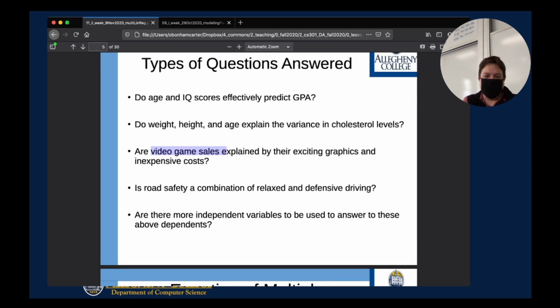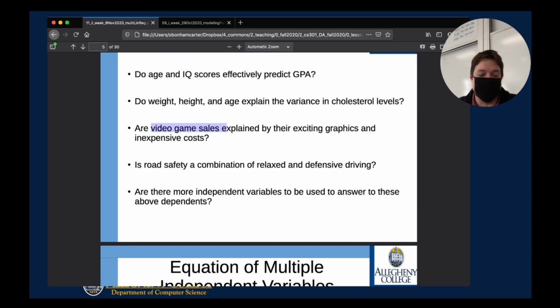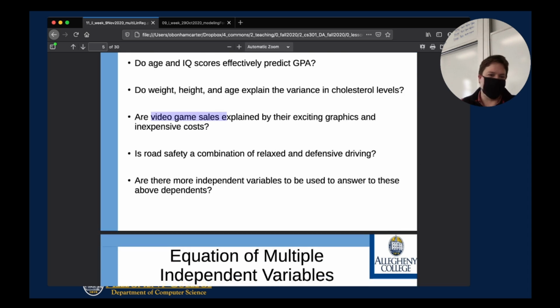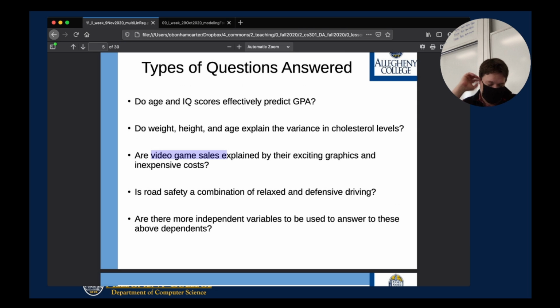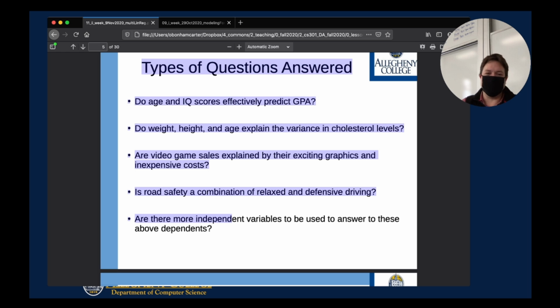Could video game sales be explained by exciting graphics and inexpensive costs? Is it something else? Is it the game itself? I mean, what else is it about the game? Is it the story? I think we all get the idea that there are some questions out there where you can't just answer them using one variable. It just doesn't work that way. Road safety, for instance: is that a combination of relaxed or defensive driving? Are there more independent variables to be used to answer these questions? And these are just a small number of questions.